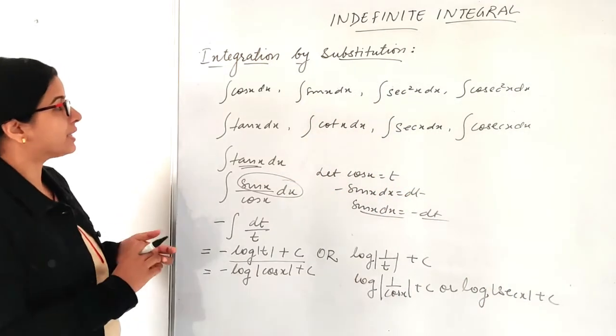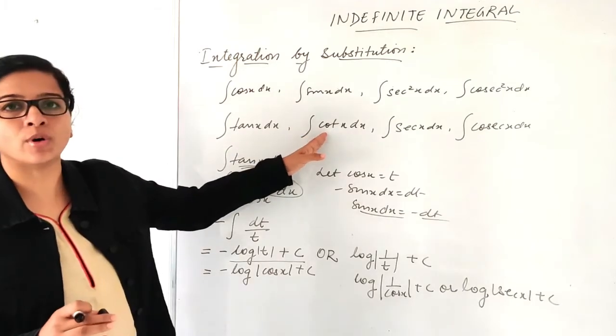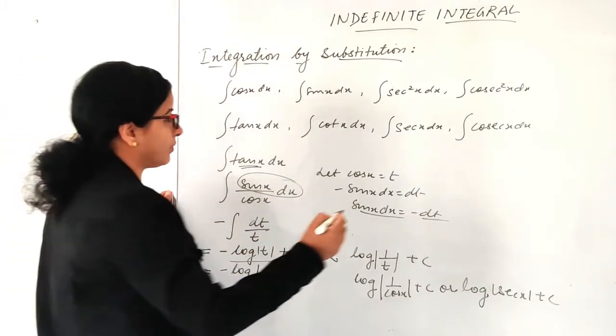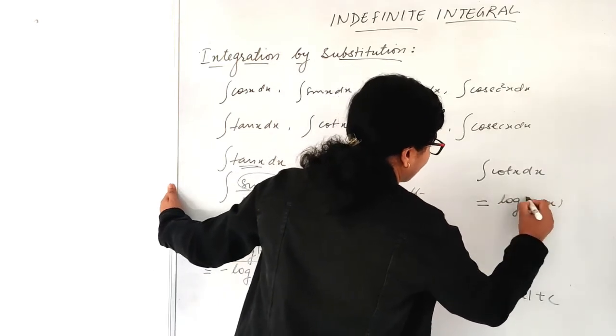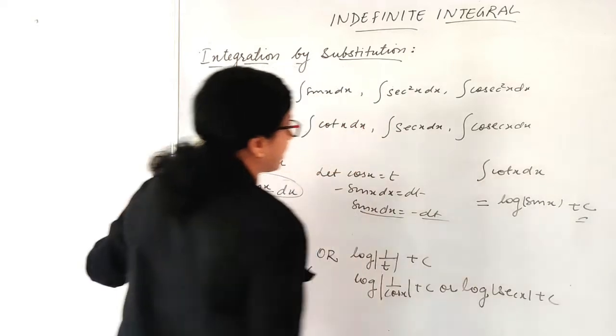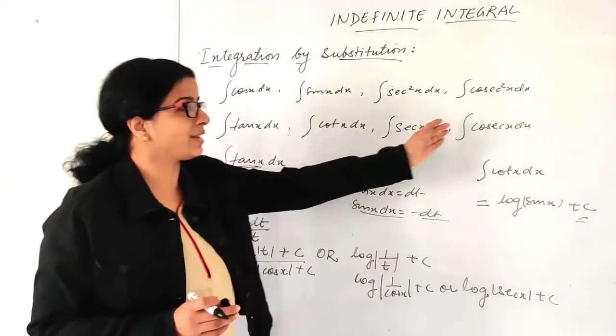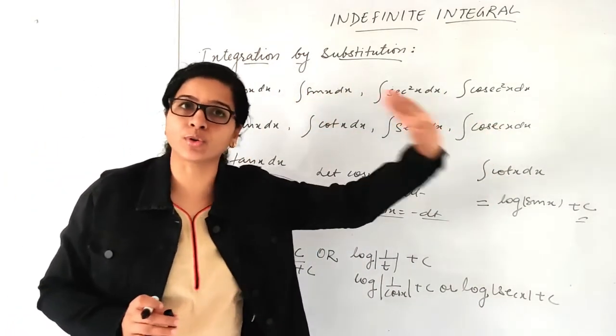Is that clear? Similarly, I can do the formula for cot x. So what will be the formula for cot x in that case? Log sin x plus c. Okay. Now let us check for secant x, and similarly we can write for cosecant x.